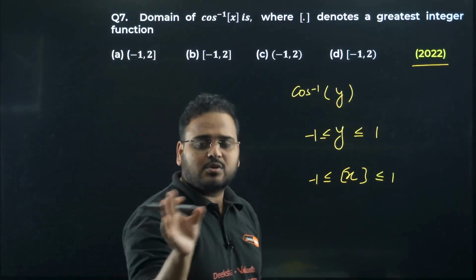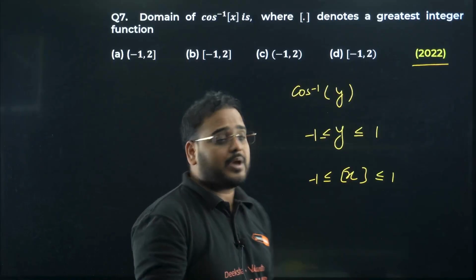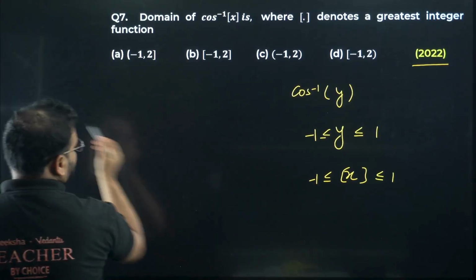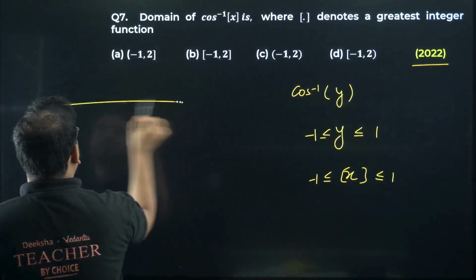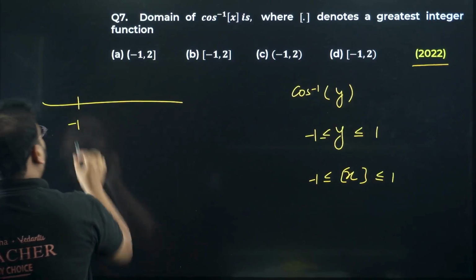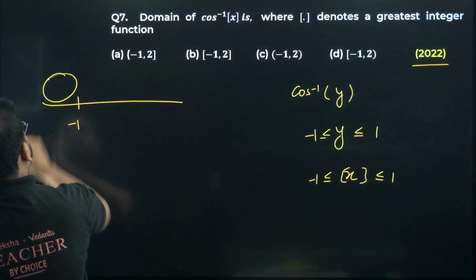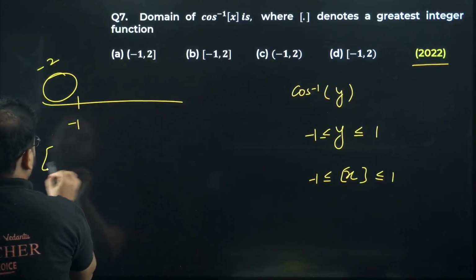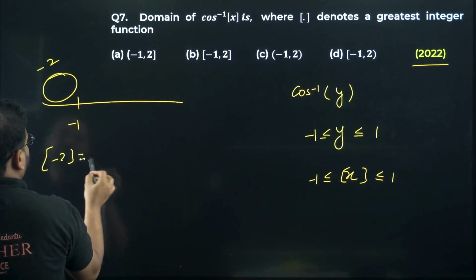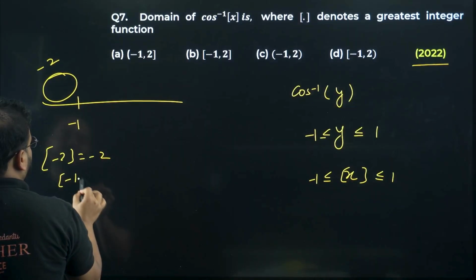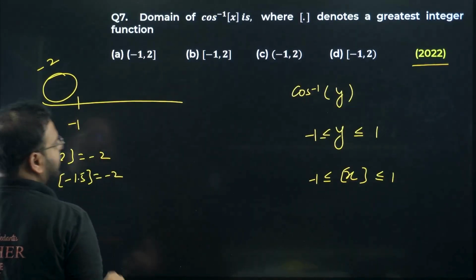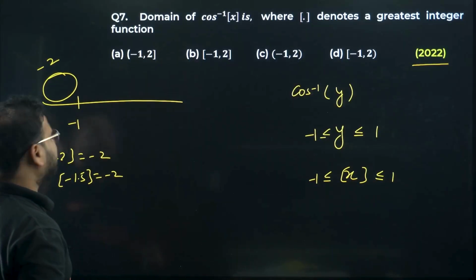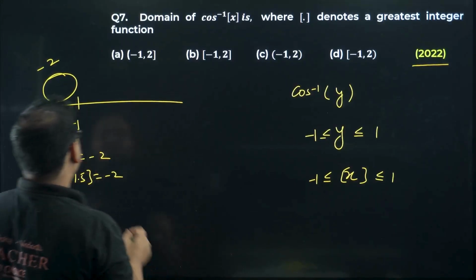I've taught you in the bridge course. Go ahead, watch the bridge course. Have a look. On the number line, if you put here minus 1, and all the values over here, you can put here minus 2. What is the answer? Minus 2 only. Put here minus 1.5. What is the answer? Minus 2 only. It means I cannot go behind minus 1. So minus 1 I should start from.